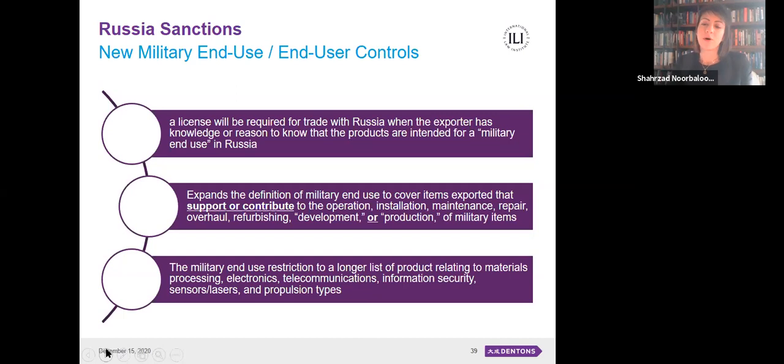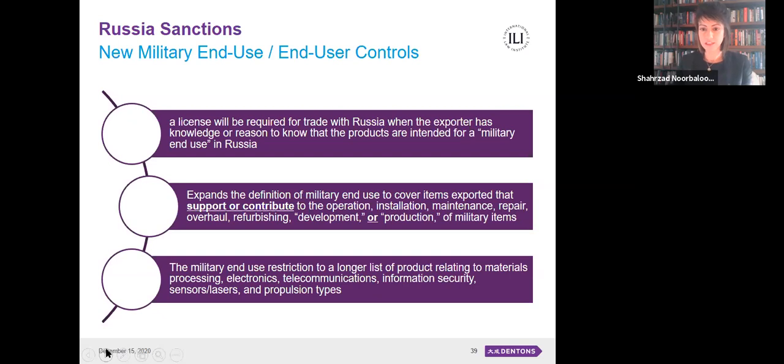BIS also recently imposed significant new restrictions with respect to exports and re-exports to military end users and military end uses in Russia. These new restrictions now require a license for certain exports where the exporter has knowledge or a reason to know that the item is intended for a military end use in Russia. The new restrictions expand the definition of military end use to cover items exported that support or contribute to the operation, installation, maintenance, repair, overhaul, refurbishing, development, or production of military items.